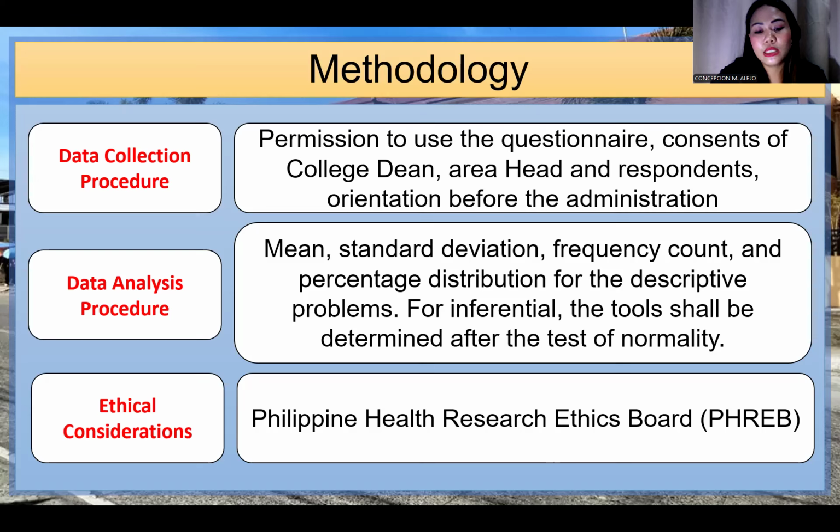Inferential statistical tools. In analyzing the inferential problem, correlational analysis shall be used. However, the statistical tools can only be determined after the test of normality. To check the normality of data, the Kolmogorov-Smirnov or Shapiro-Wilk test shall be employed. All inferential statistics shall be set at the 0.05 level of significance at a two-tailed test. Statistical computations shall be processed using SPSS software version 22.0.